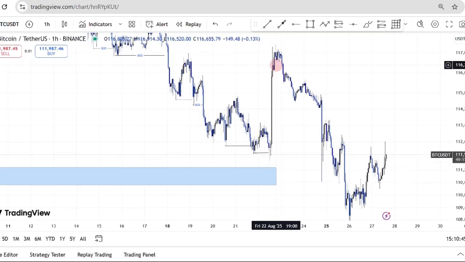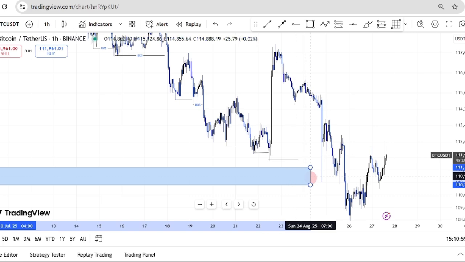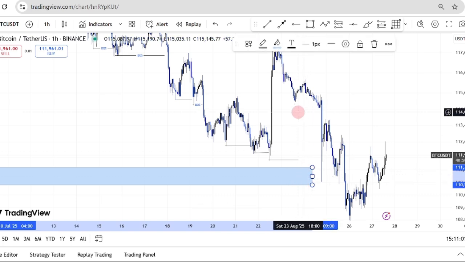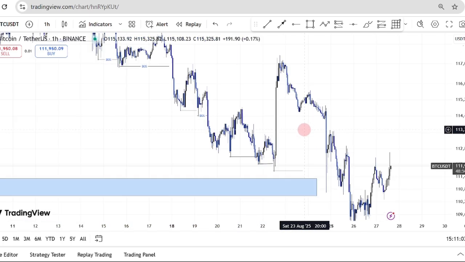So having this low tells you that liquidity is still resting at this point. Having this tells you that liquidity is still resting at this low, and we have this target that we're expecting price to come back into. So what was the trade idea?